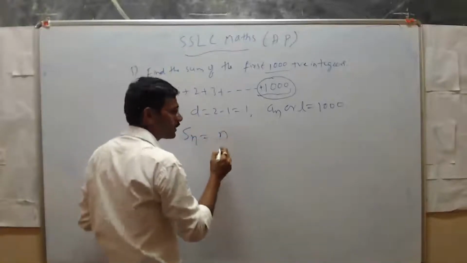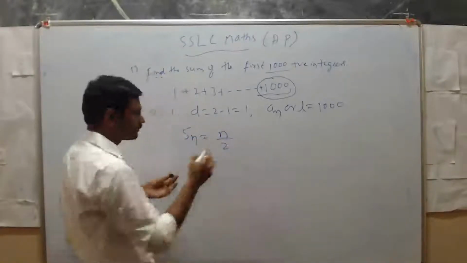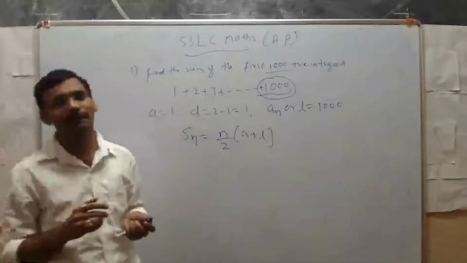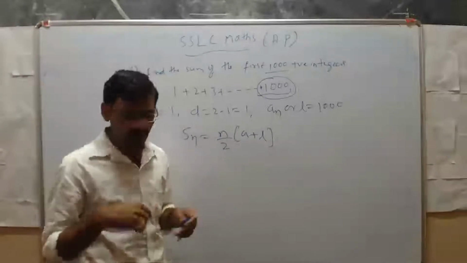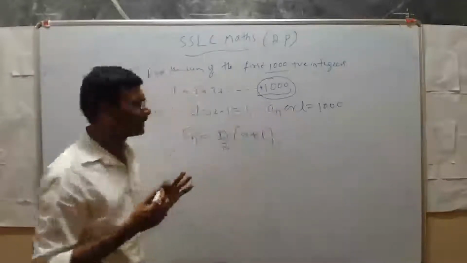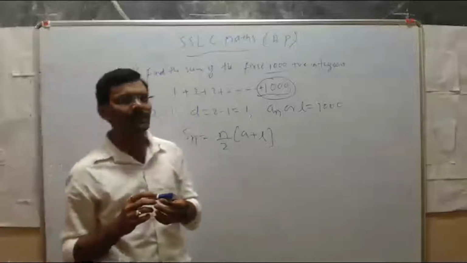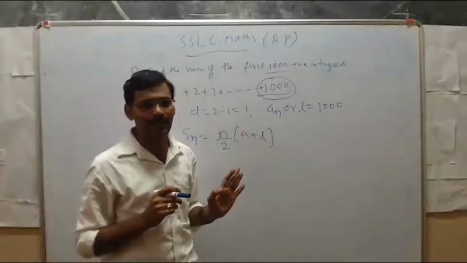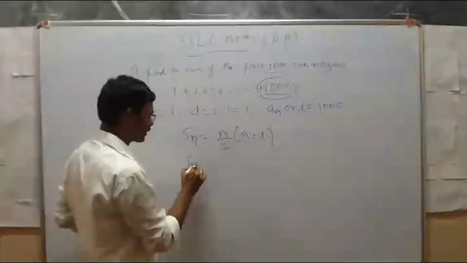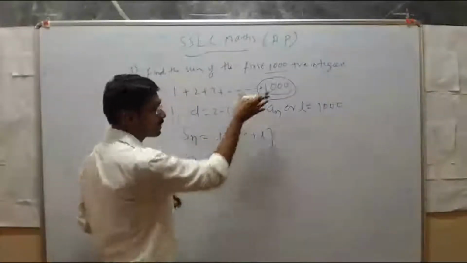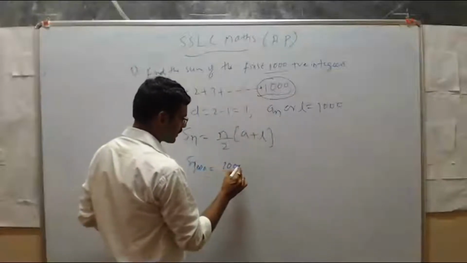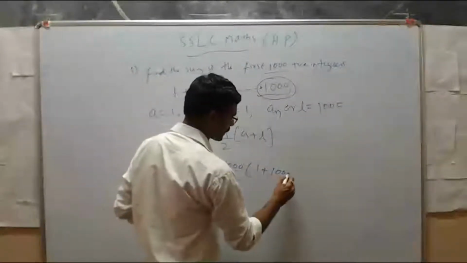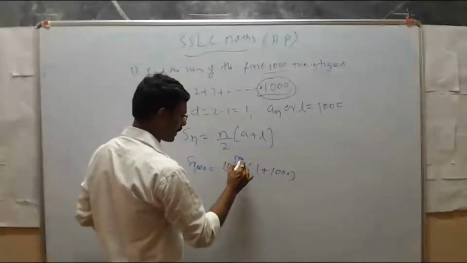Sn is equal to n by 2 into (a plus l). Therefore, Sn is equal to... what is the n value? 1000, because there are 1000 terms. The n value is 1000 by 2. The first term is 1 plus the last term, 1000. Then 2 ones are 2, so 500.